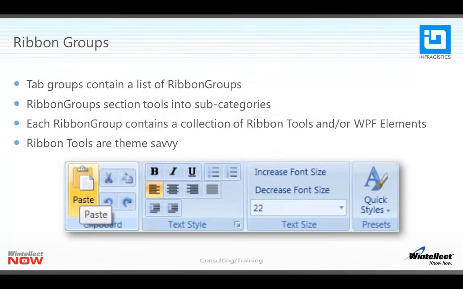Each tab group contains a list of ribbon groups. Ribbon groups section tools into subcategories. Each ribbon group contains a collection of ribbon tools and/or WPF elements. Ribbon tools are theme-savvy and are styled to fit the ribbon's look and feel.